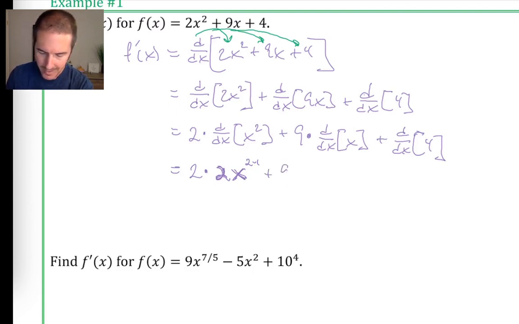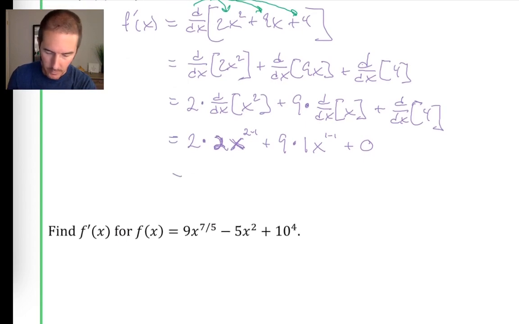plus, here's the 9 times, and then the exponent of 1 in here is invisible, but if you'd like to write it, you can. It's not very typical that we would write it, times x to the 1 minus 1, plus, and then as you might recall, the derivative of a constant value is 0. And then we'll go through and clean things up a little bit, or a lot.